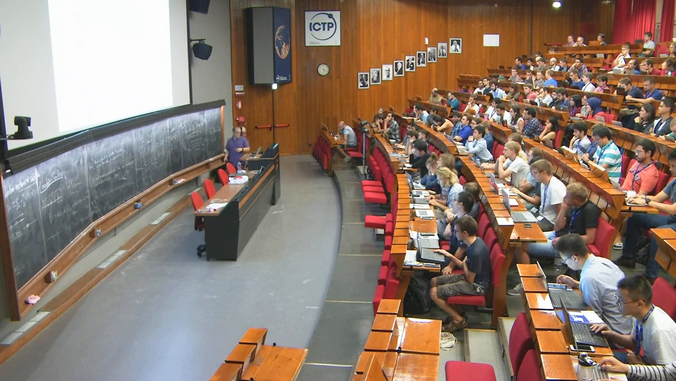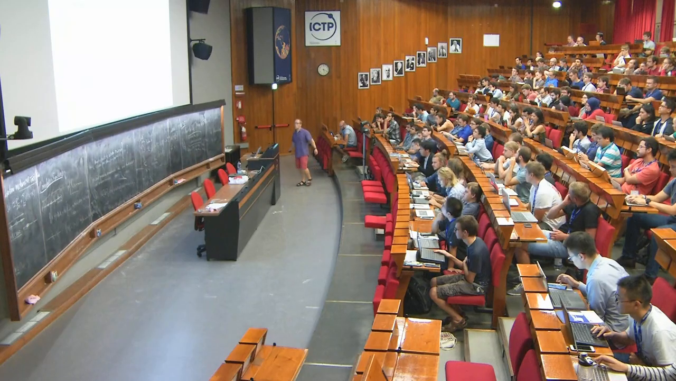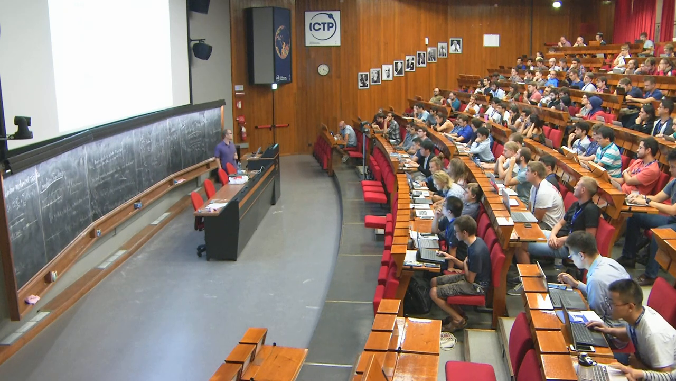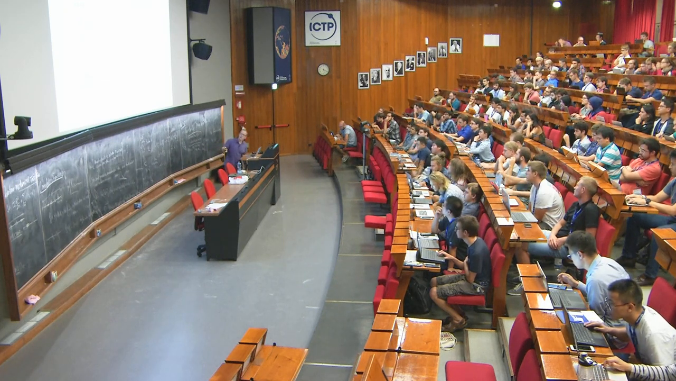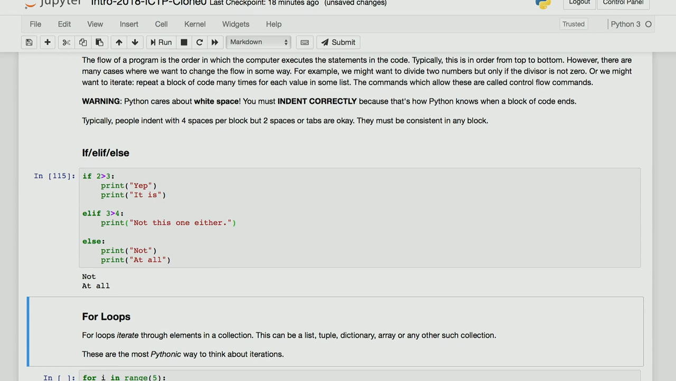Not to belabor it, if, elif, and else: what will this print? Or what will it do? Will it print yep it is, not this one either, or not at all? Not at all. So the if 2 greater than 3 is false, so it doesn't go into that block. Then it checks else if 3 greater than 4, nope, that's also false. So else, the default case, and it has these two print statements which are on the same level of indentation, and so it prints them both, not at all. Okay.